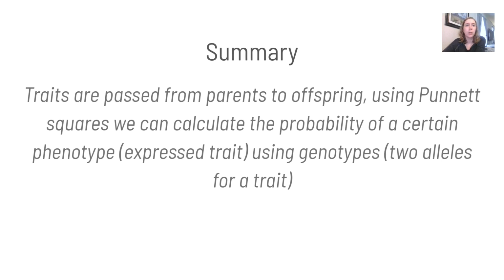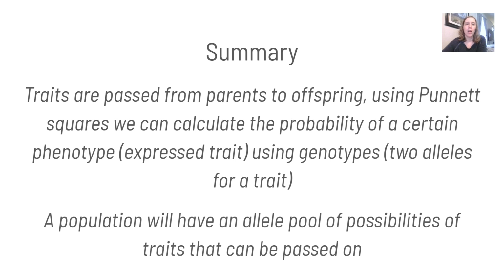All right, quick summary. Traits are passed from parents to offspring. Using Punnett squares, we can calculate the probability of a certain phenotype, like a ratio, 1 in 4, right, for recessive phenotypes. And so we can calculate the probability of a certain phenotype, the expressed trait, using genotypes, the 2 alleles for a trait from the parent. A population will have an allele pool of possibilities of traits that can be passed on.